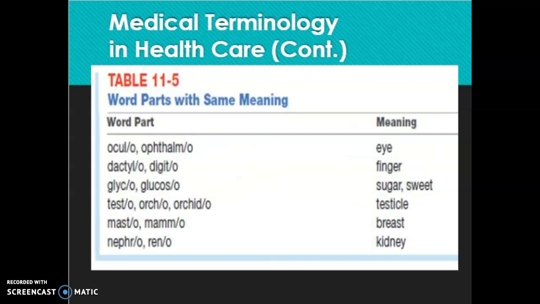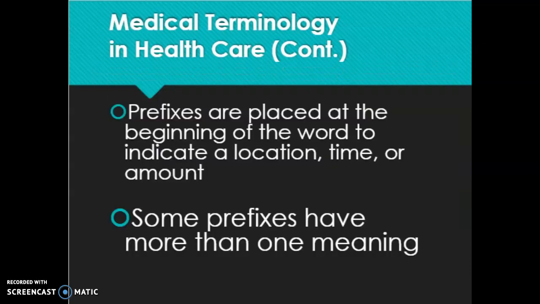So some word parts have the same meaning, or there's two different words or roots that have the same meaning. So ocule and oph both have to do with the eye. Dactyl and digit are finger. Glyco and gluco are sweet or sugar. Test, orchio, or orchid has to do with the testicle. Mast and mammo both mean breast, and neph and ren, or reen, both mean kidney. So you've got a couple different ways to say the same thing.